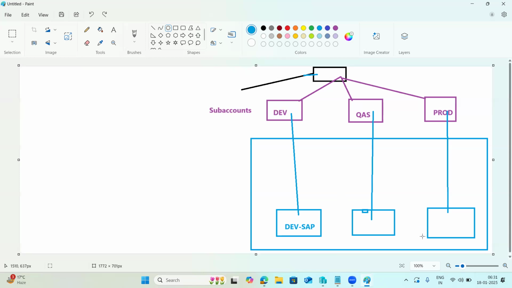Same as here, in the cloud also, in the BTP, we need to create the accounts. Development sub account, normally we call it a sub account, because we are creating the account under the global account. In another language, we call it a tenant. One development tenant, quality tenant, production tenant, we have to create here.